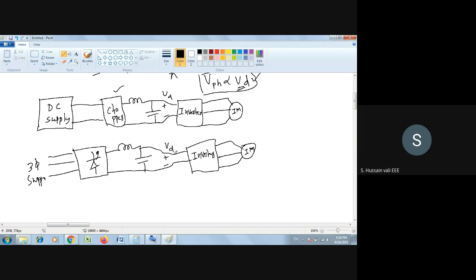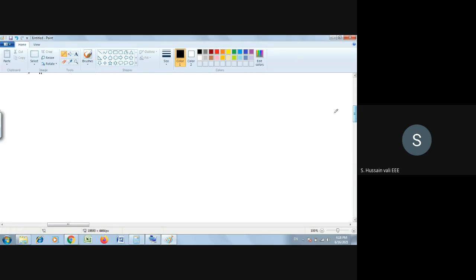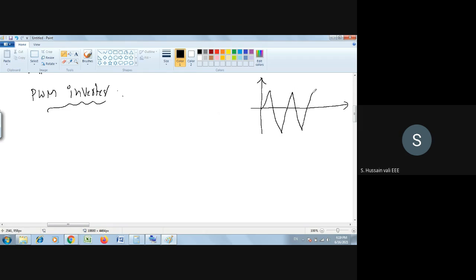Now you have another type of inverter, which we call the PWM inverter. What is this PWM inverter? You will use the pulse width modulation technique. What is the pulse width modulation technique? You have the reference signal and the carrier signal. I hope you remember that the reference signal is a sawtooth waveform, whereas the carrier signal may be a DC or a sinusoidal waveform. It depends upon whether it is a simple PWM or a sinusoidal PWM.